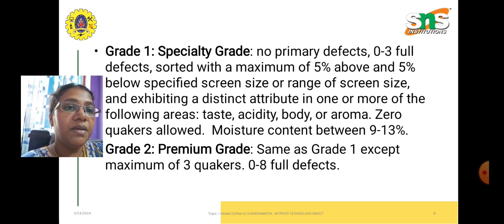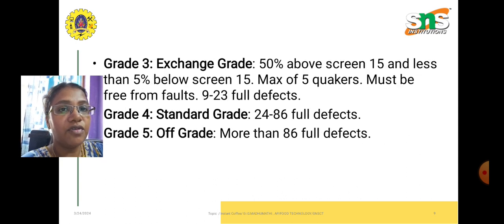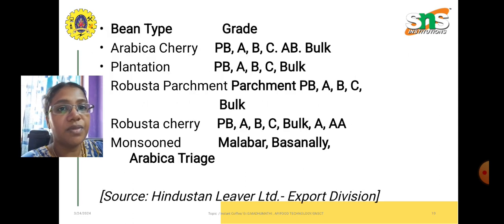Grade 2 is a premium grade of the beans. They are the same as grade 1 except for a maximum of 3 quakers, that is, 0 to 8 full defects. Grades 3, 4 and 5 are like exchange grade, standard grade and off grade. The defects may vary between all the other three grades. Bean type and the grades.